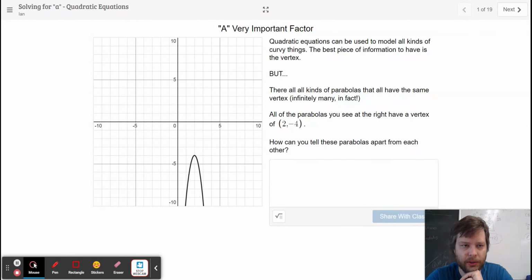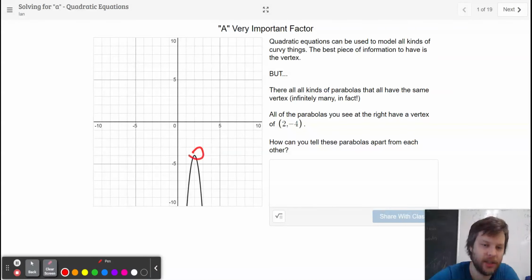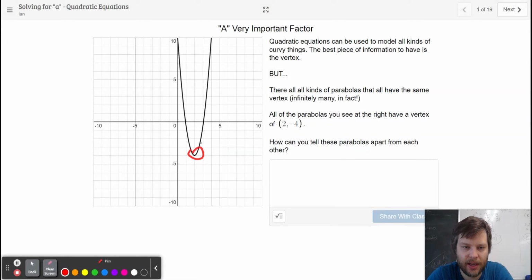Hello, students. So in this activity, we're focusing on solving for a, which is a parameter, meaning it's part of the quadratic equation. It's a number in our quadratic equation that describes the shape of the graph. And the picture on the left that you see here all has the same vertex, where I put the vertex at 2 comma negative 4. So you can see that this point right here is kind of pegged in the same spot. And the letter A is the only thing that's changing in the equation.